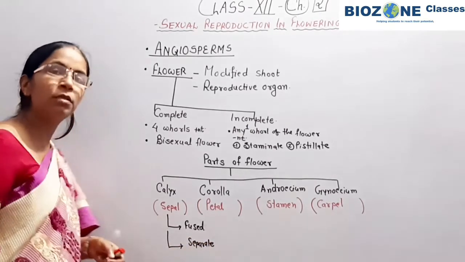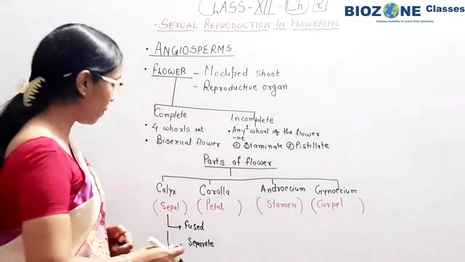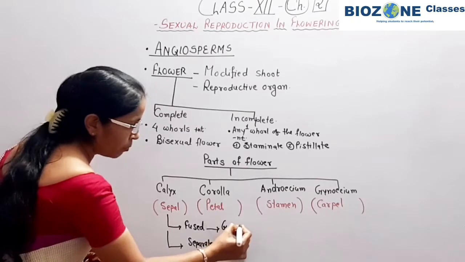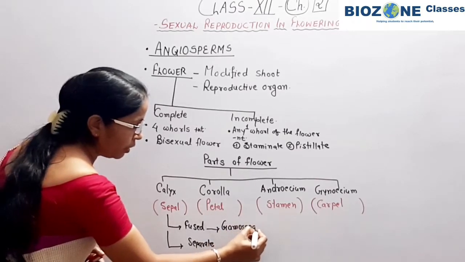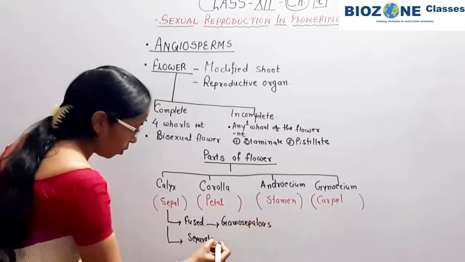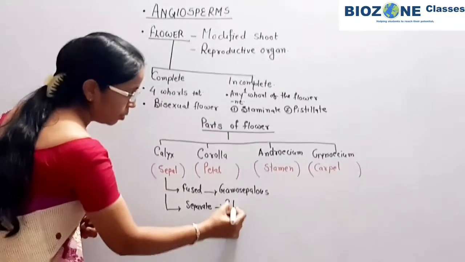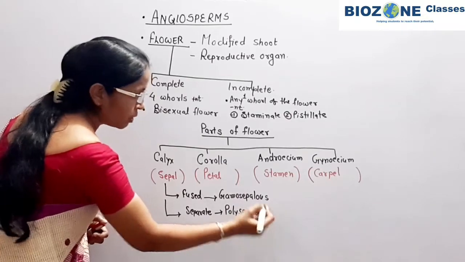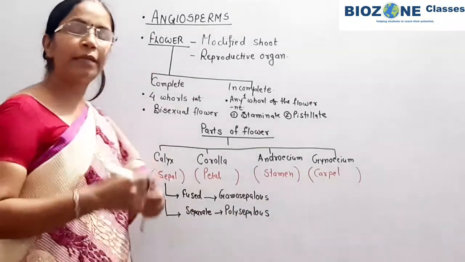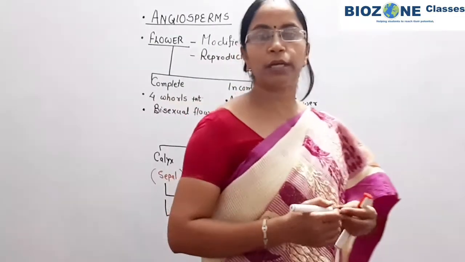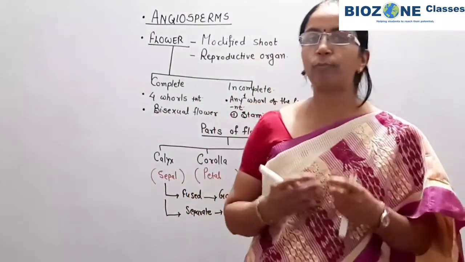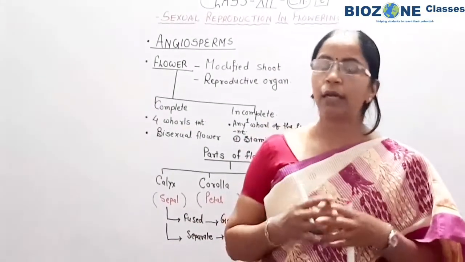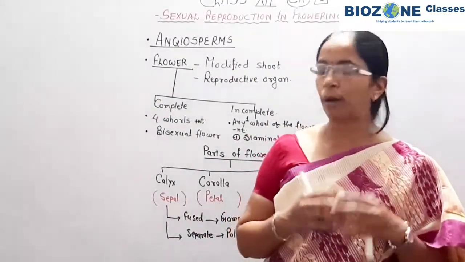Rose, lotus, China rose are examples. If fused, the term we use is gamosepalous. Similarly, the flower is called polysepalous when the sepals are free from each other. Similarly, you remember when the petals are fused, as in the case of the gamosepalous and gamopetalous flower of datura.